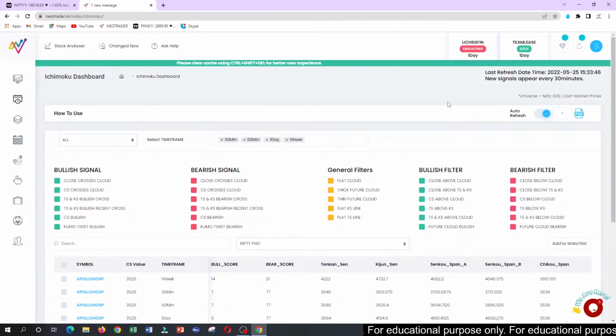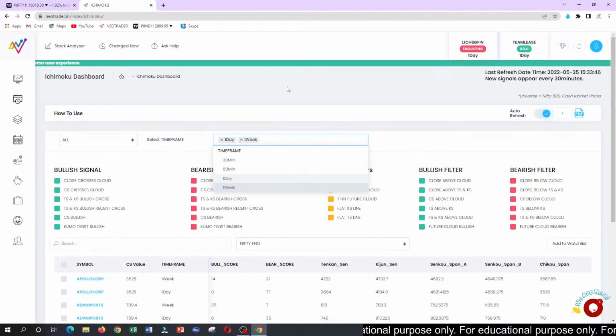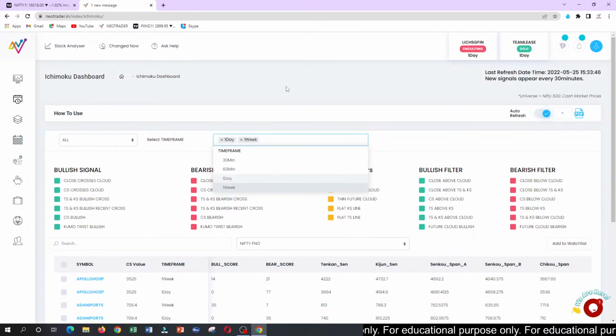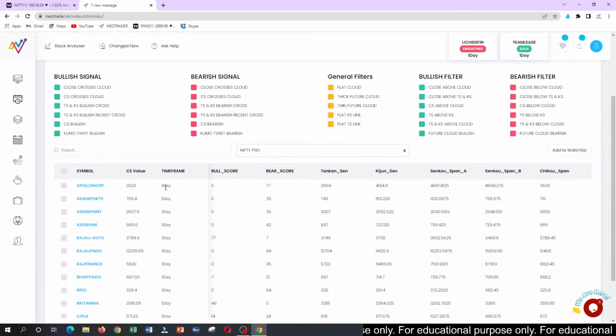And when I go to this dashboard, what I find on top is 30, 60, day, week, right? I am doing my end of day analysis, so 30 and 60 is not going to be too relevant for me. At the same time, I'm not doing a weekend or a longer time frame analysis, so I will keep weekly also out. And what I'm going to do is focus on the daily chart. Since the market is shut, I'll keep this auto refresh off. And how do I find stocks?